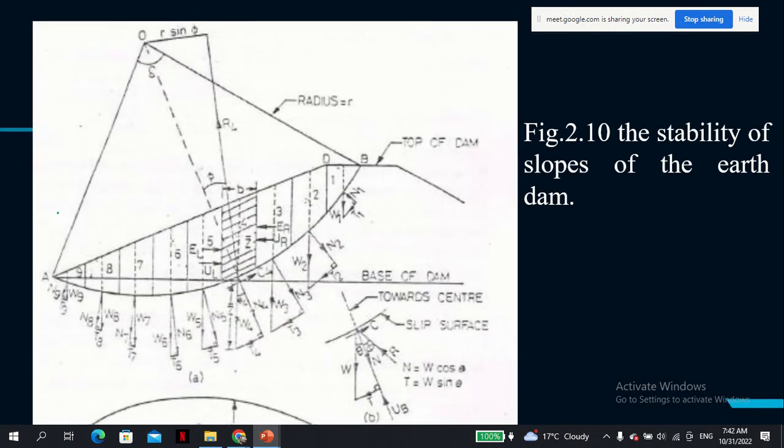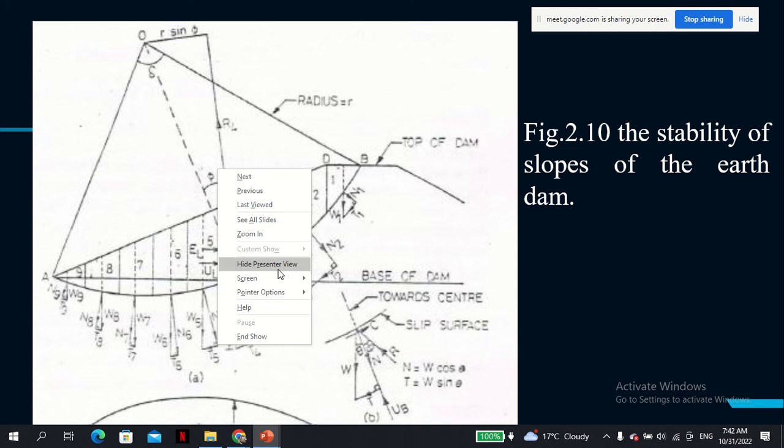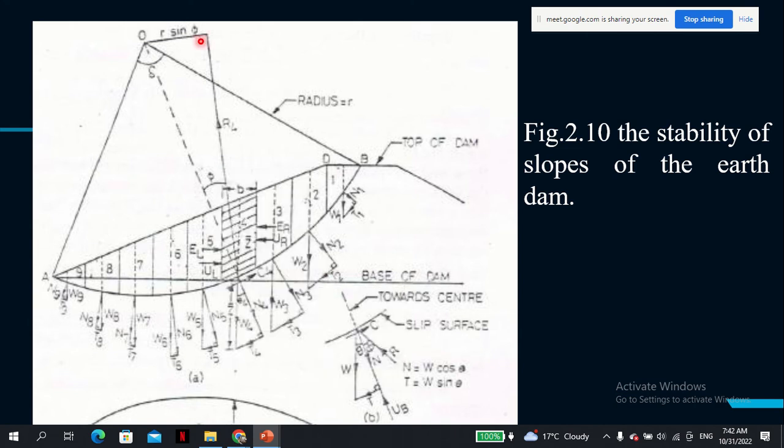So after you divide the slope, you somehow have to determine the center of rotation, or the center of the slip circle. Once you determine the center, you draw the slope to scale, everything to scale basically. Then you decide the length, or the width, of each slice.